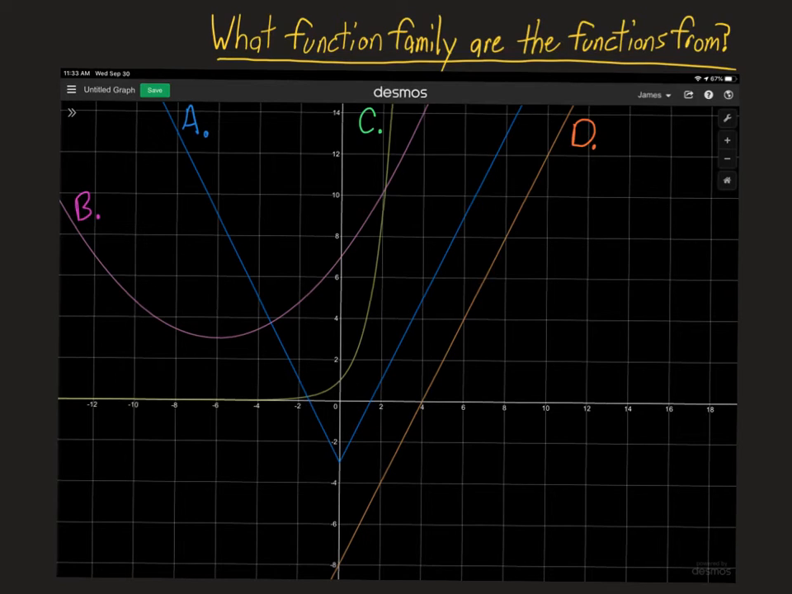All right, let's dive in. Now, A is a big V shape. That blue one is a V shape. The V shape will always be created by an absolute value function. That's what creates that V.